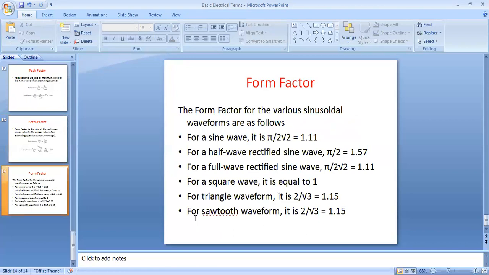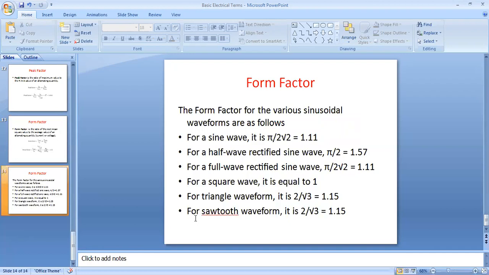are given here. For sine wave, it is 1.11. For half wave rectified sine wave, it is pi by 2, that is 1.57. For full wave rectified sine wave, it is pi upon 2 root 2, that is 1.11. For square wave, it is equal to 1. For triangular waveform, it is 2 by root 3, that is 1.15. And for sawtooth waveform, it is also the same as triangular waveform, that is 1.15.